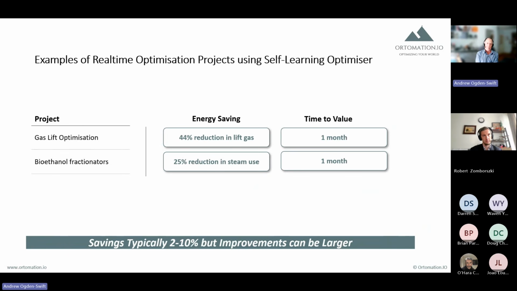And then fractionators on a bioethanol plant in Europe, again, roughly 25% reduction in steam use. And again, that was achieved in roughly one month. So typically, if you ask someone in the optimization area what savings you'll get, they'll say 2 to 10%. But as you can see above, the savings can be quite a bit larger.